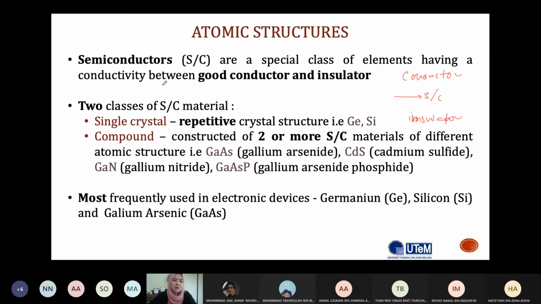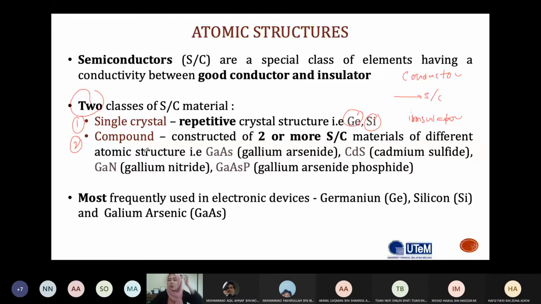For semiconductor materials, we can divide them into two classes. The first one is the single crystal, and the second one is the compound class. The single crystal is a repetitive crystal structure. We can actually determine whether the semiconductor is a single crystal or a compound directly based on its name. Over here, examples of a single crystal are Ge, which is germanium, and Si, which is silicon.